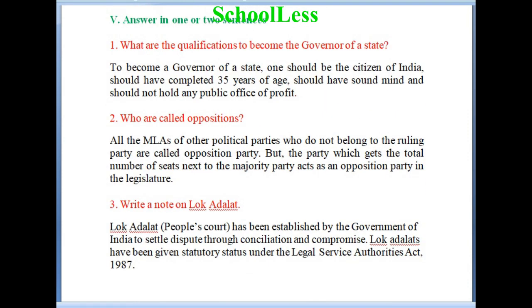Question 5. Answer in 1 or 2 sentences. What are the qualifications to become a governor of the state? So we have seen earlier that to become a governor of the state, one should be a citizen of India, should have completed 35 years of age, should have sound mind, and should not hold any public office of profit.